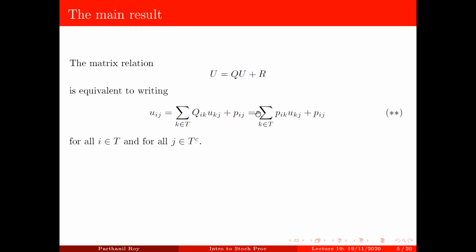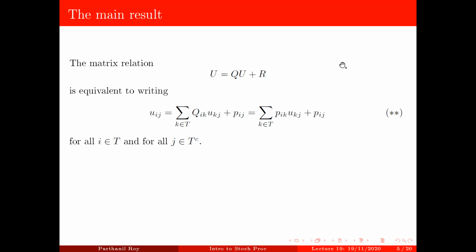Now note that this first term here is coming from this Q times U, and the second term here is coming from this R, and the ijth element of R is just Pij, because R is just the P restricted to those rows and columns. Okay, so when i is from T and j is from T complement, those Pij are contained in R. Again, by the same logic, when i and k are both in T, Qik is equal to Pik, because the restriction of P to the transitions between the states in T is precisely Q. So instead of Qik, I can just write Pik.